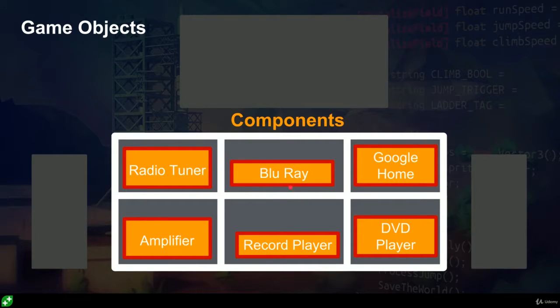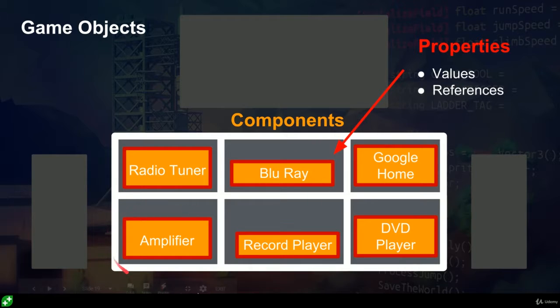And if we were to dig into that a little bit deeper, each component, for example, our Blu-ray player, has properties. And properties in Unity can be one of two things. They can be values or references. So an example of a value might be, over on our amplifier, we might have the volume currently set to 8, for example. That's a value. We might have a value that we're playing on our DVD player, we're playing track 3. That's the song we're playing.